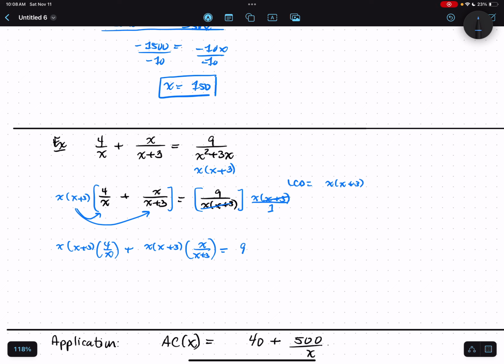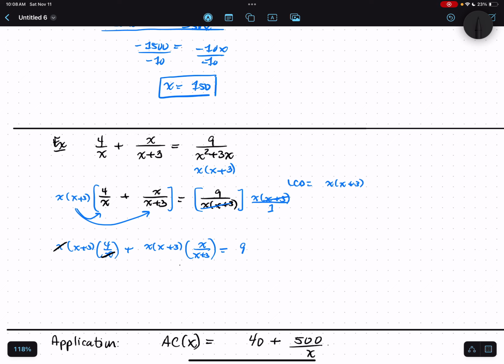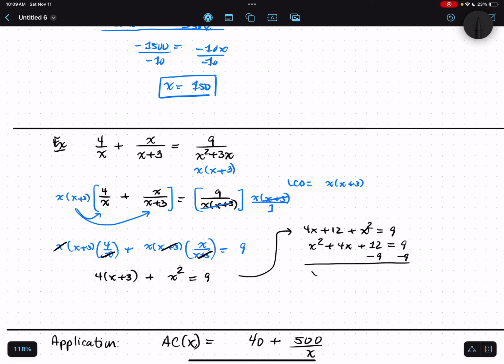So remember, whenever we multiply by something that has the same denominator, those terms are going to drop out. So this x cancels out here, this x plus 3 cancels out here, and we have 4 times x plus 3 plus x times x, which is x squared, equals 9. So it looks like we have 4x plus 12 plus x squared equals 9. And I'm going to write the left-hand side in descending order so it's easier to read. And then we're going to subtract 9 from both sides. x squared plus 4x plus 3 equals 0.